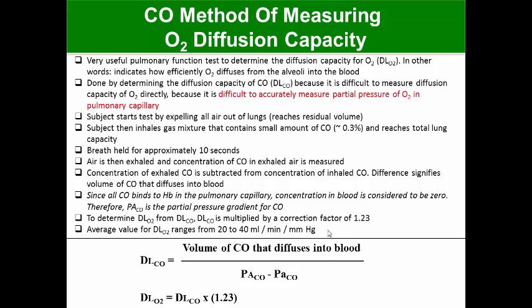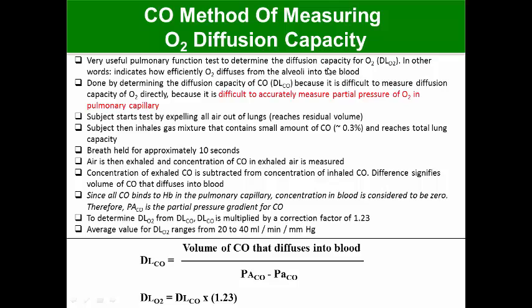So we finished with the perfusion limited and the diffusion limited exchange of gases, and now let's describe a very important physiological concept, which is the diffusion capacity. And how can we measure the diffusion capacity for oxygen? This is a very useful pulmonary function test. It assesses the diffusion capacity of the lung. In other words, it indicates how efficiently oxygen diffuses across the alveolar capillary membrane from the alveoli into the blood.